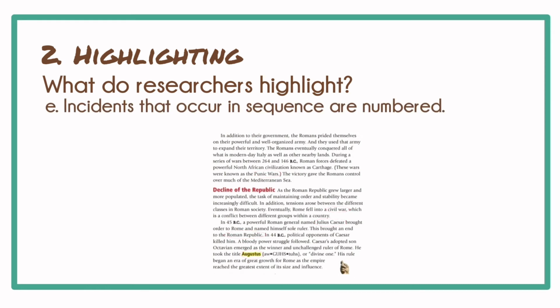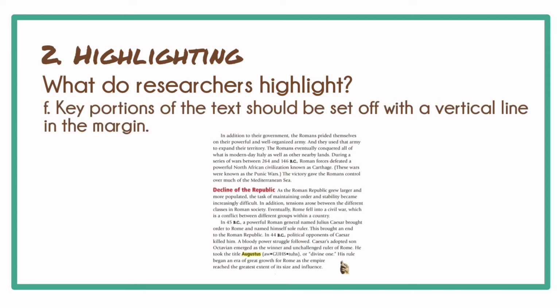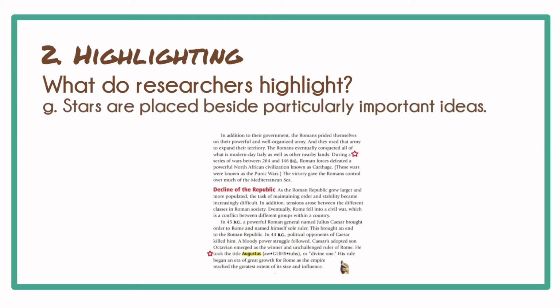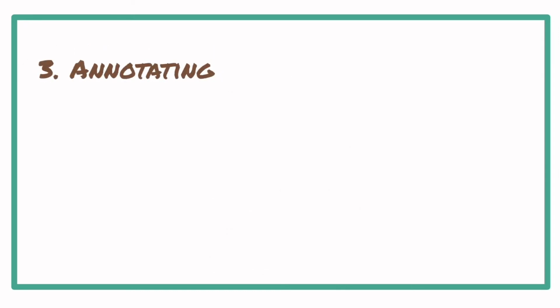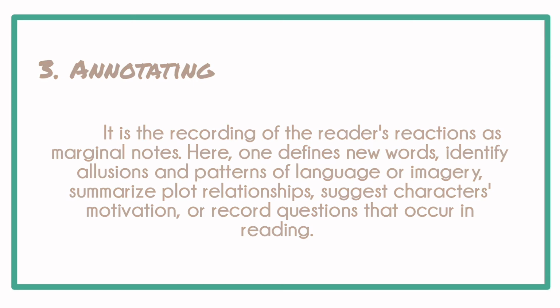E. Incidents that occur in sequence are numbered. F. Key portions of the text should be set off with a vertical line in the margin. G. Stars are placed beside particularly important ideas. 3. Annotating. It is the recording of the reader's reactions as marginal notes. In here, one defines new words, identify allusions, add patterns of language or imagery, summarize plot relationships, suggest characters' motivation, or record questions that occur in reading.